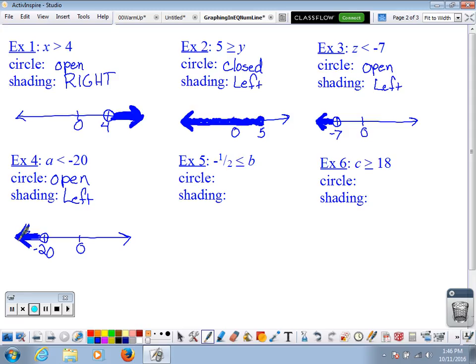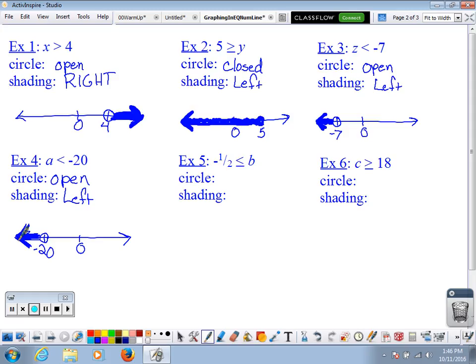Okay? All right. What questions do we have on any of those 4? All right. It's pointing to the variable.